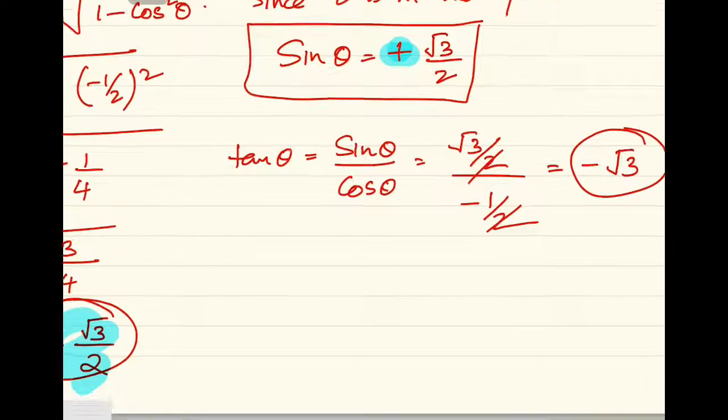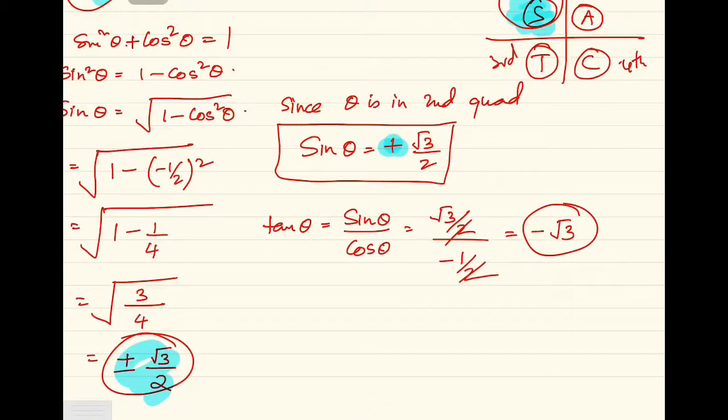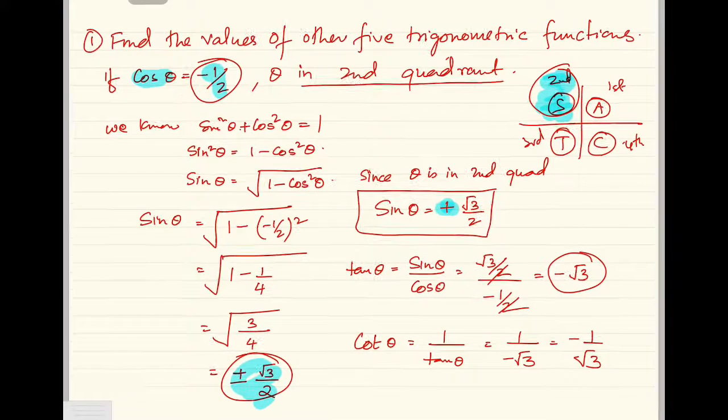Next, if I have tan theta now, can I find cot theta? Cot theta will be very simple. Cot will be 1 by tan theta, isn't it? So it will be 1 by minus root 3. So what is the answer? Minus 1 by root 3. Correct? Check this out carefully.